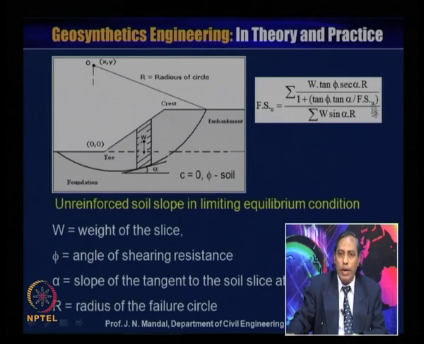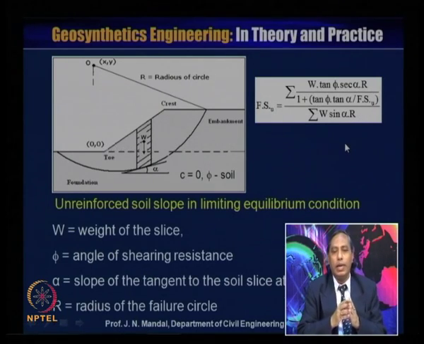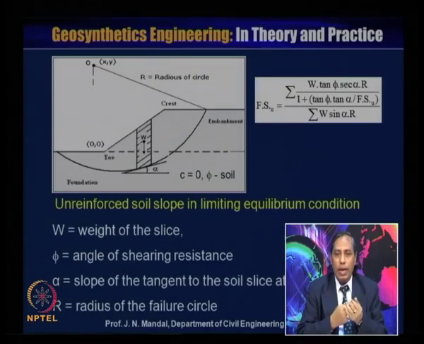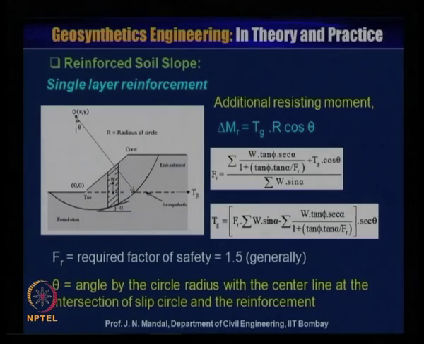You assume some factor of safety, and you know all these values: you know the weight, the alpha value, and the R value. So you substitute these values and check what factor of safety is required and what factor of safety you assumed. This is by trial and error, to check what the factor of safety will be in the case of the unreinforced soil slope. So this is for C equal to 0 and a phi soil.